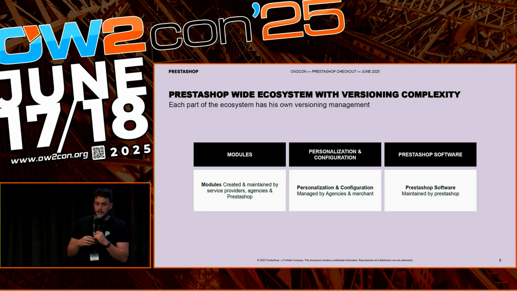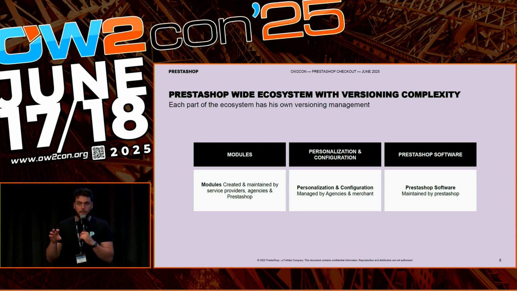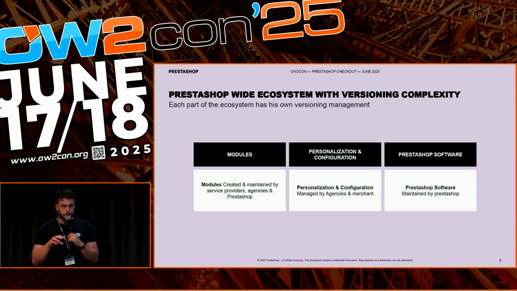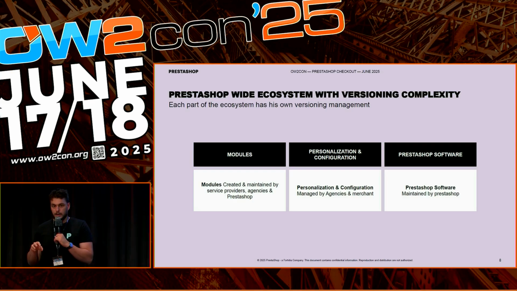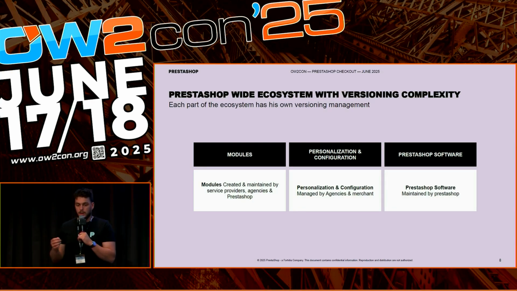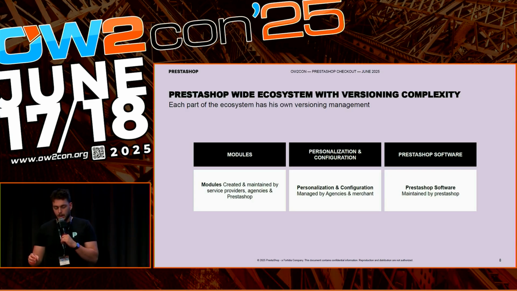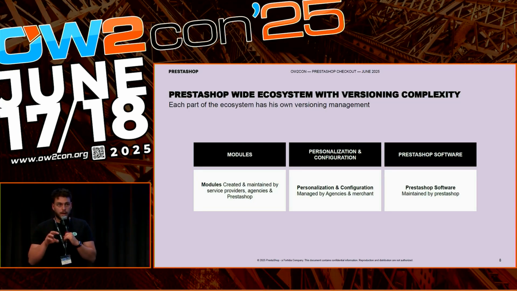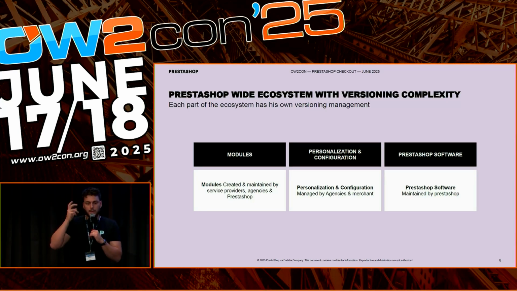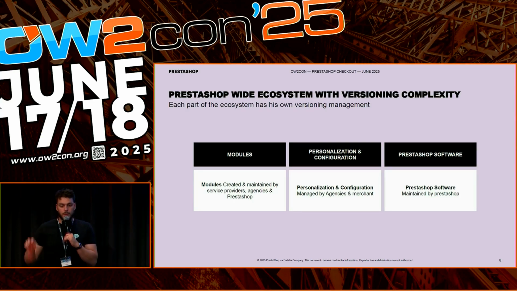The second entity is personalization and configuration. In other words, the shop itself. It's another important point because at PrestaShop, personalization is a real strength. And the last entity is PrestaShop software, of course. What we want to show from this slide is that each part has to manage its own version. So you can imagine the complexity of managing all of these parts with all of these versions.